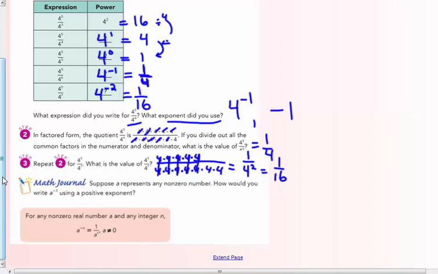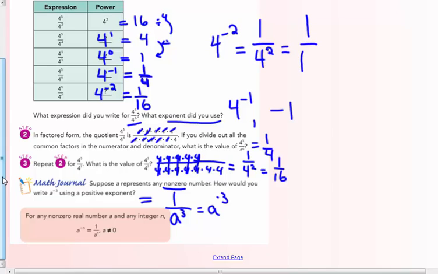Suppose A represents a non-zero number. How would you write A to the negative 3rd using a positive exponent? Well, I would do this. I would say it equals 1/A to the 3rd. That's A to the negative 3rd. Just like 4 to the negative 2nd here was the same thing as 1/4 to the 2nd, which was the same thing as, if I evaluate that, 1/16.